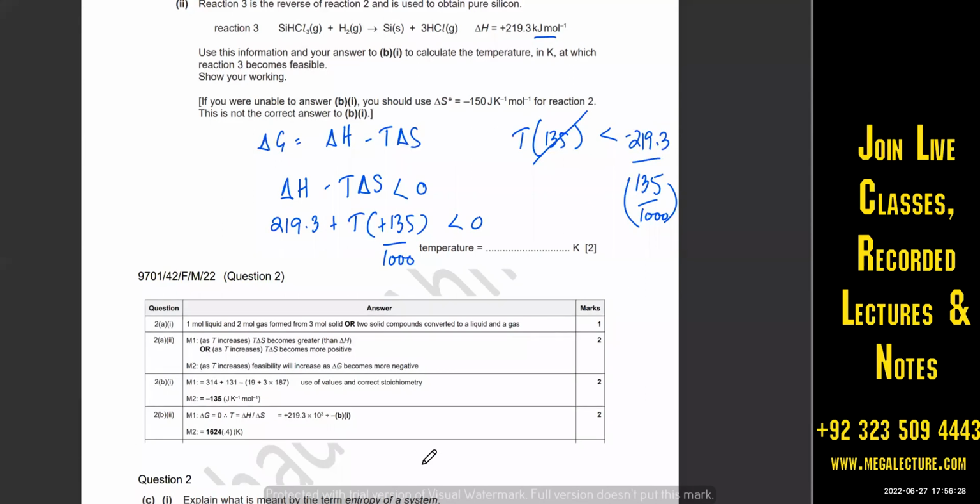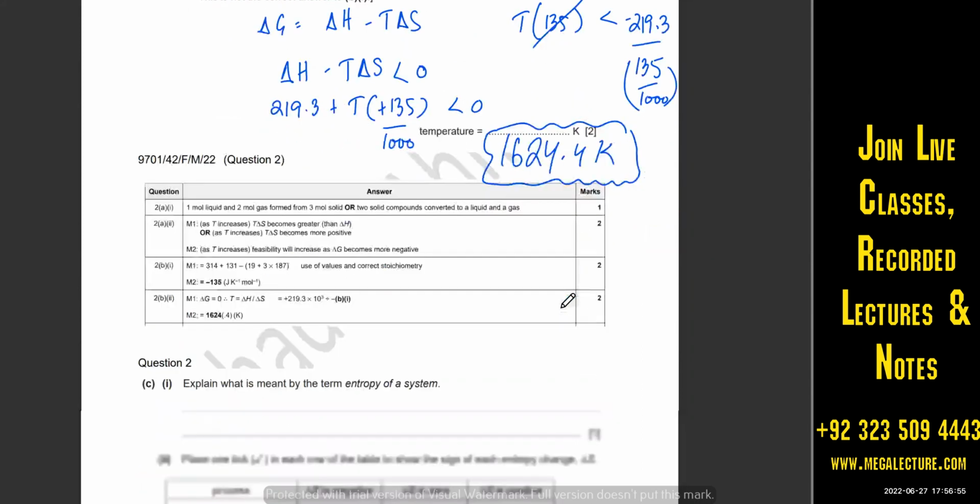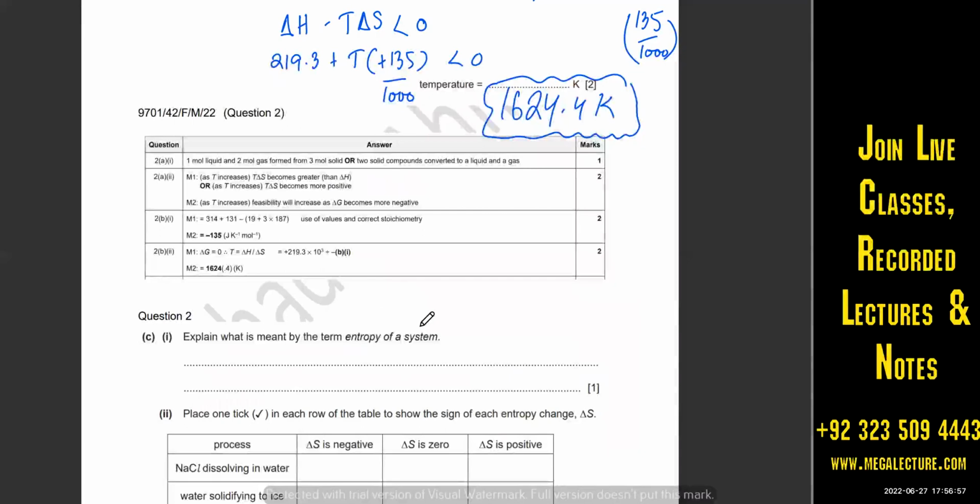Has anyone done this? Although it's given away, it's 16, 24.4 kelvins. Make sure, if somebody can check this, are we getting the same thing? Can anyone? Lisha, do you have a calculator? 624. This thing, right?